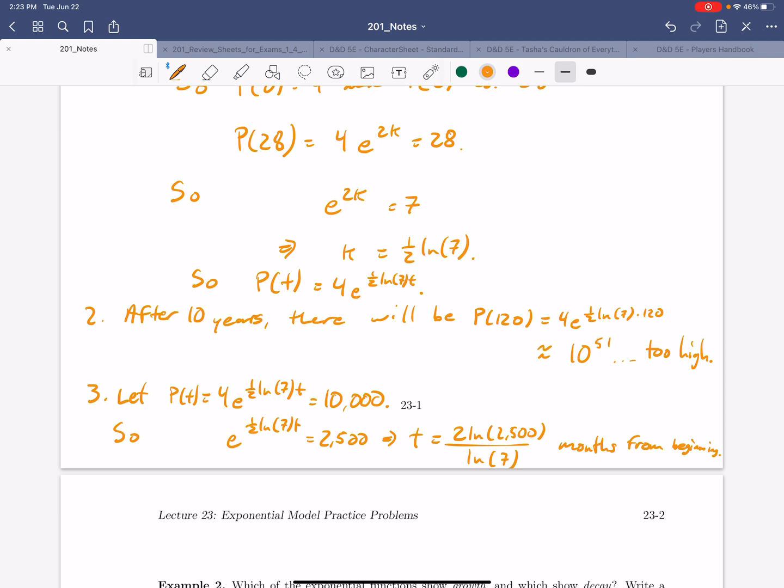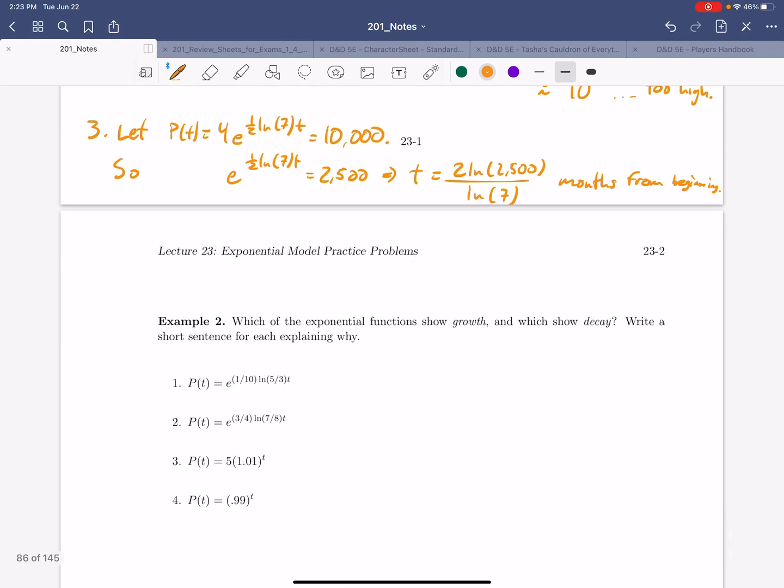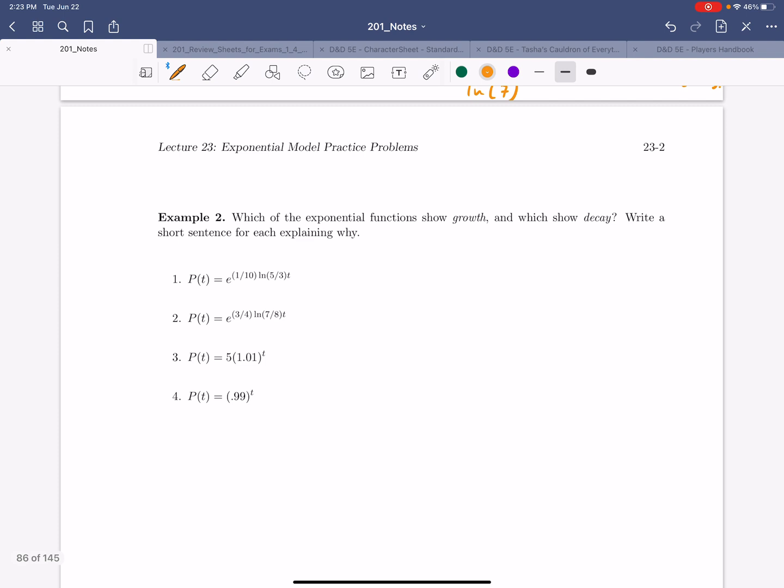So that's an exponential growth problem right there, okay? Now here's a quick little theoretical problem. Which of these functions show growth and which show decay? See if we can figure out why. Take a sec to look. Maybe pause this video. So here's what I'm looking at. Because that's your answer right there. Those are both growth. P of T models growth.